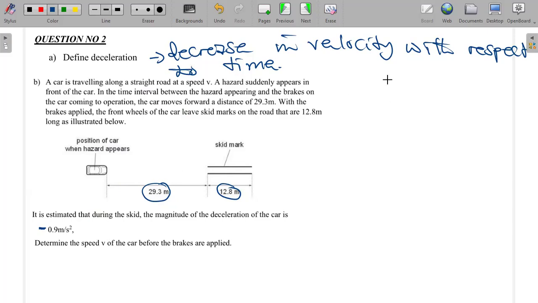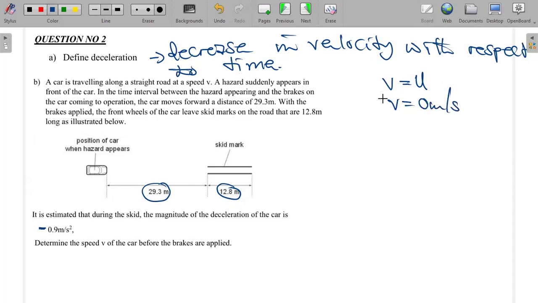We've been given the initial speed as v, which we don't know. This is our initial v, our initial velocity. Then our final speed, final v, will be equal to 0 meters per second. So we're coming to a stop.